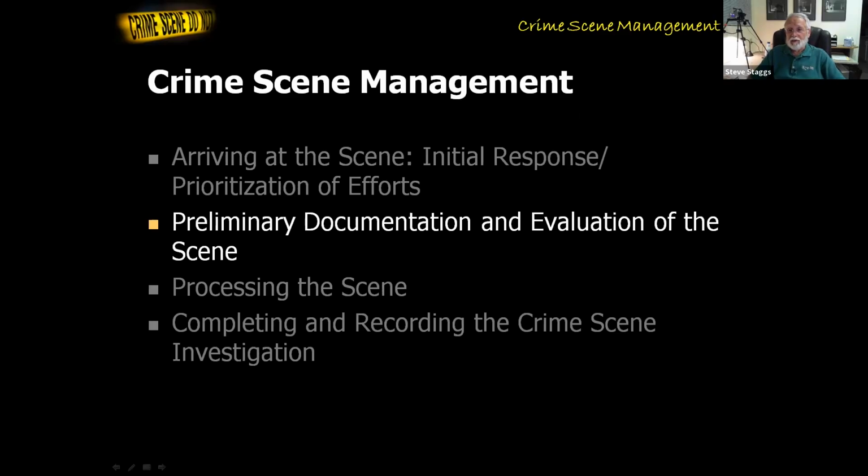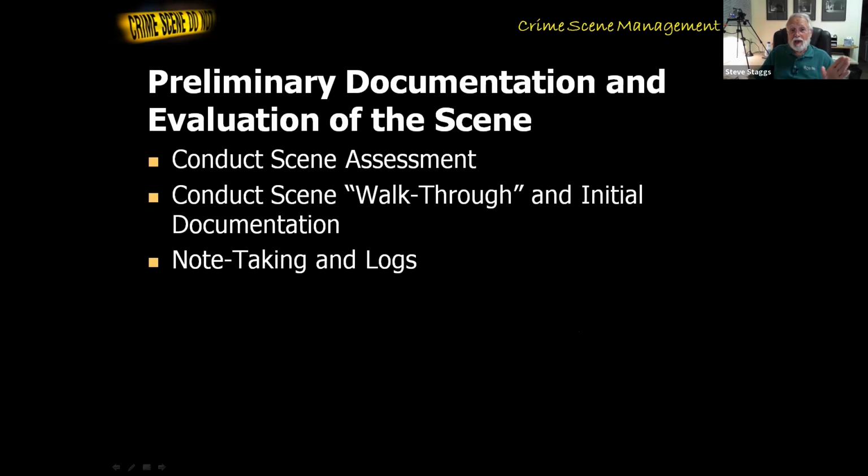The second phase is the preliminary documentation and evaluation of the scene. And this is where we end up showing up at some point. Now, remember, in the last phase, the first responder turned this over to an investigator. So now we have an investigator on the scene.